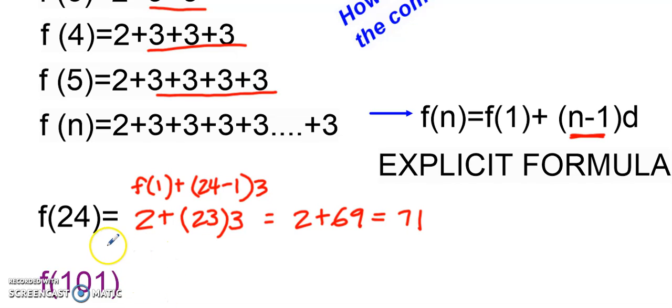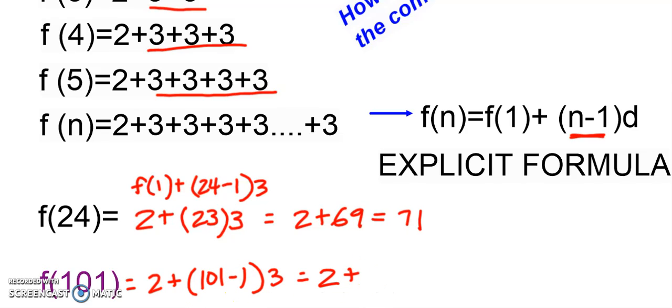Okay, so for the 101st term, it doesn't matter where I'm trying to get that term in the middle, I always start with the first term. The first term is 2. Now my n minus 1 is not going to be 24 minus 1 anymore. It's going to be 101 minus 1, and then times 3. Now I can simplify my 101 minus 1, which is 100. So I have 2 plus 100 times 3, and that's going to be 2 plus 300, or 302.